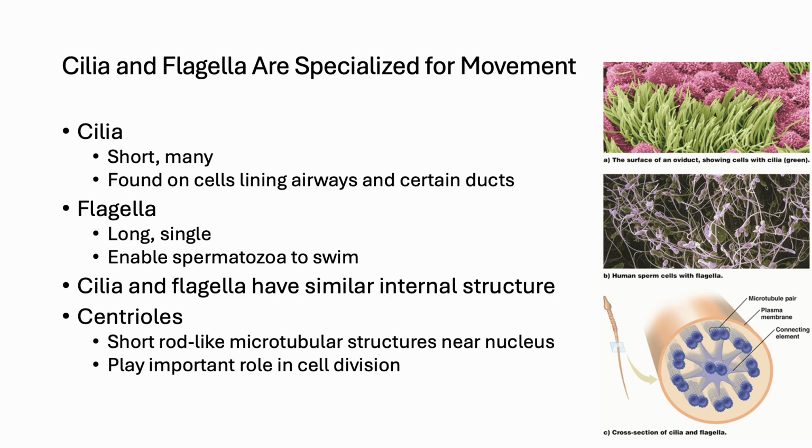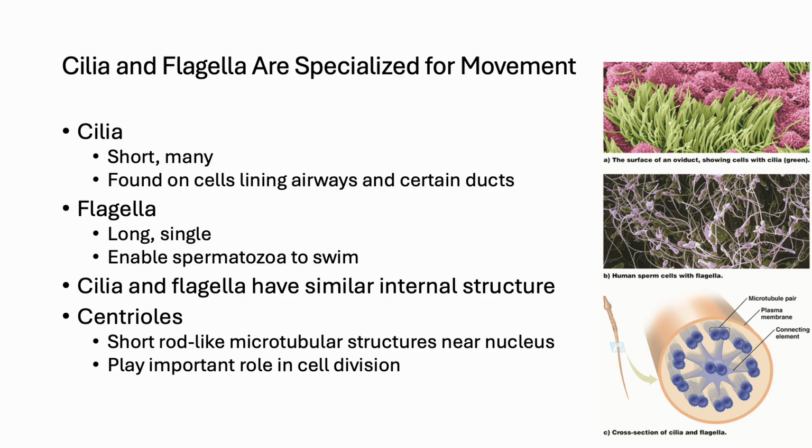Cilia and flagella are cellular structures specialized for movement. Cilia are short and numerous, often covering the surfaces of cells. They beat in coordinated waves to move fluid or particles across the surface, such as clearing mucus from the respiratory tract. Flagella, in contrast, are longer and usually appear singly, propelling cells forward with a whip-like motion. Human sperm cells rely on a flagellum for motility.